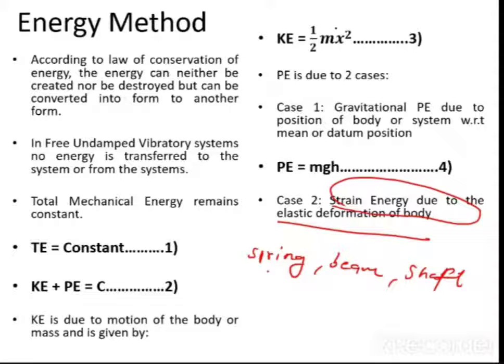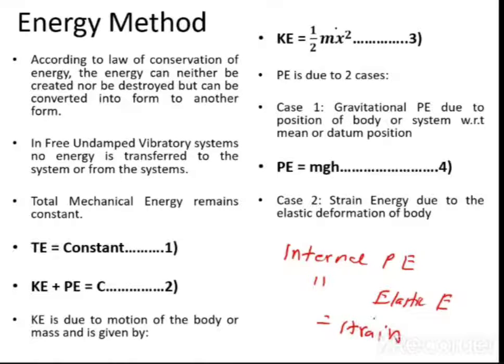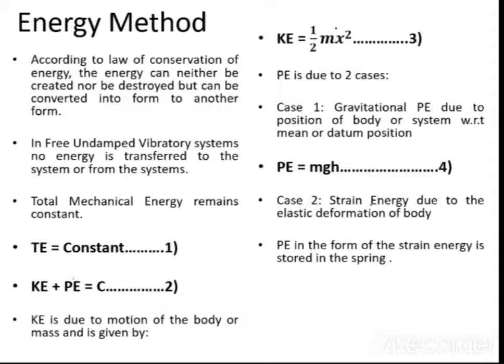All these are nothing but elastic elements, and the energy stored inside them is the potential energy. You can call it the internal potential energy, internal elastic energy, or strain energy, whatever you like. This potential energy in the form of strain energy is stored in the spring. You can find the statement once again in lecture number 1.